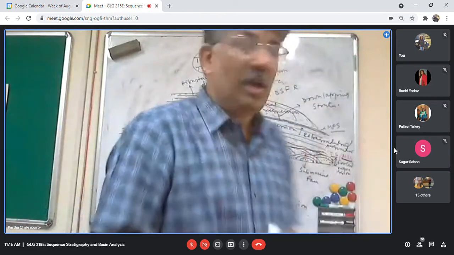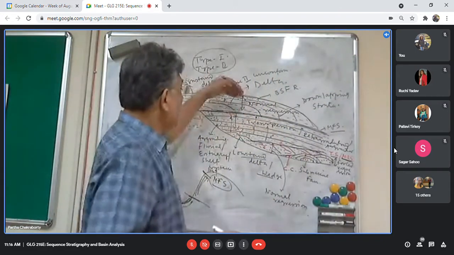How will we identify a lowstand delta and a highstand delta? What will be the character of the fluvial system that is supplying the delta? How is the nature of the delta, what kind of flow will be operative in a lowstand delta and a highstand delta? All these are different. So you have another delta.